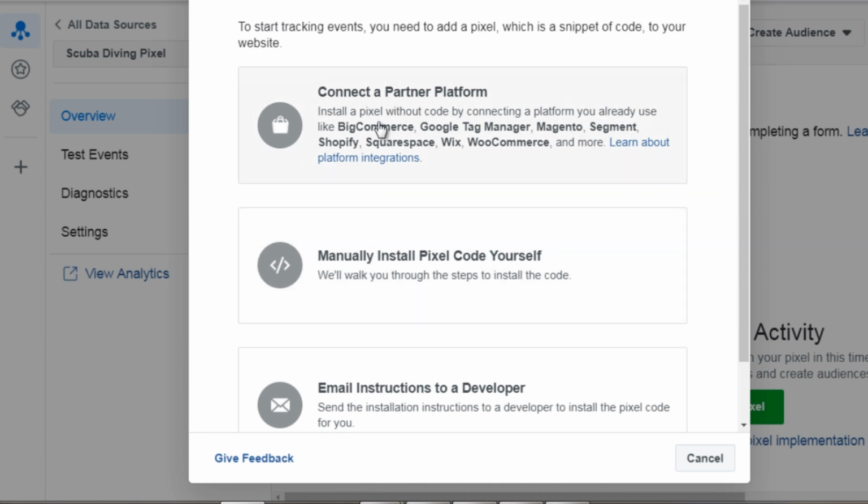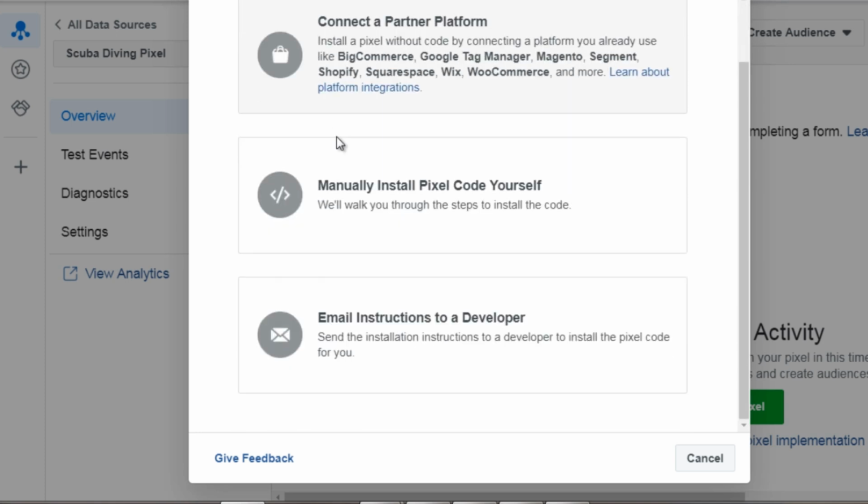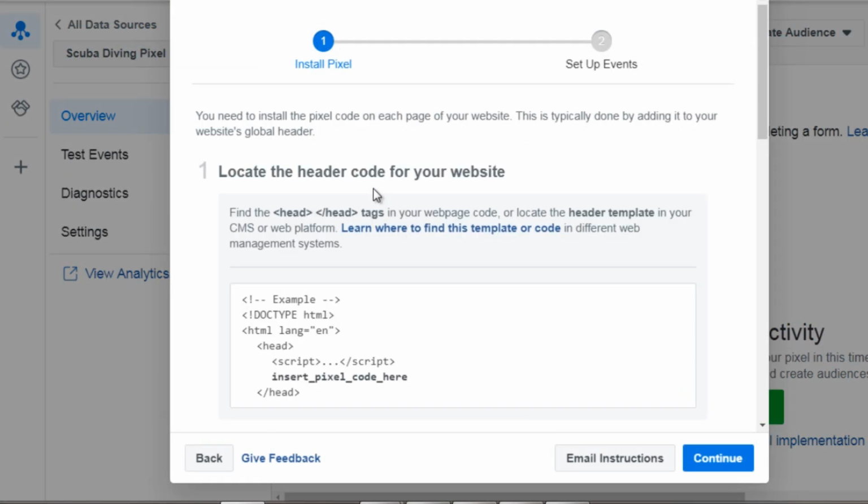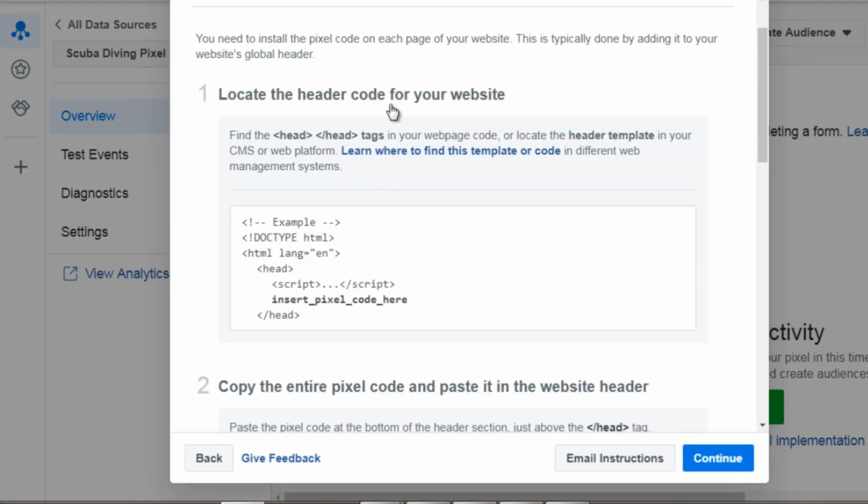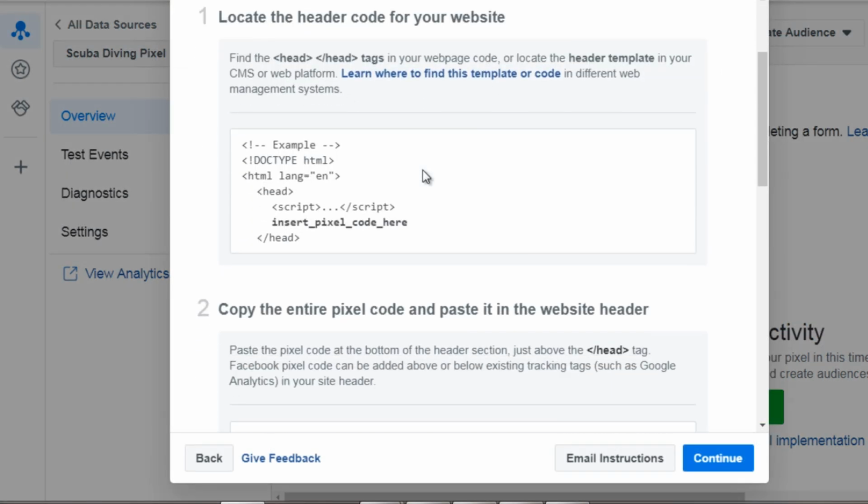So Facebook is going to give you different options. You can connect to a specific partner platform if you want to just go ahead and install it there. But for the most part, you're probably not going to be using this. So you want to manually install the pixel code yourself. You can email the instructions to a developer if you have one, but if you don't, click this one right here.